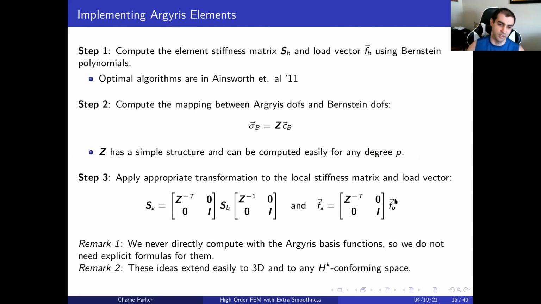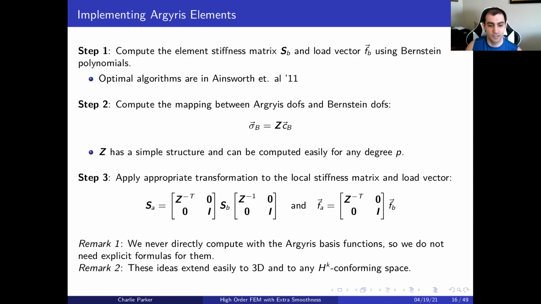And what's important here is, because we're using the interior degrees of freedom associated to the Bernsteins, that's most of the degrees of freedom on the triangle. So inverting this matrix Z can be done in order p cubed time. And then going through this whole process, we never actually directly compute with the Argyris basis functions. So we don't need explicit formulas for them. And this is a big advantage because most implementations require some sort of explicit formula for the basis functions.